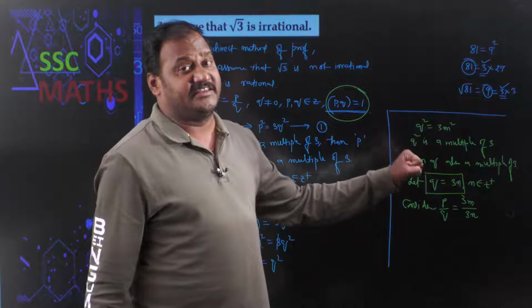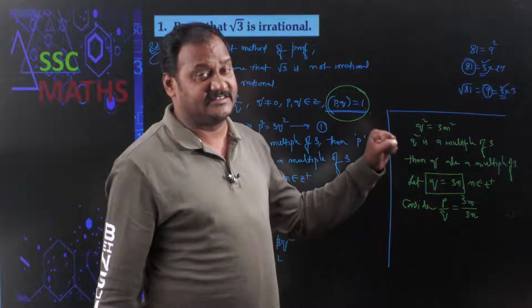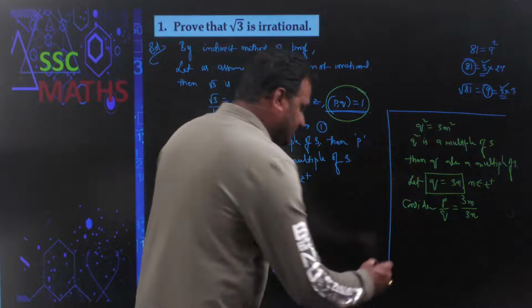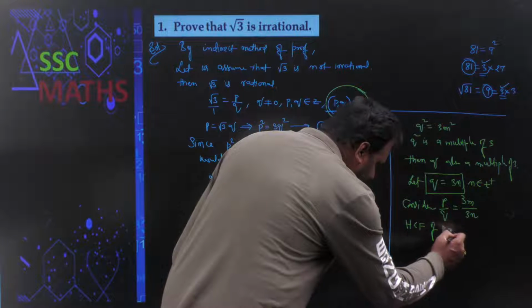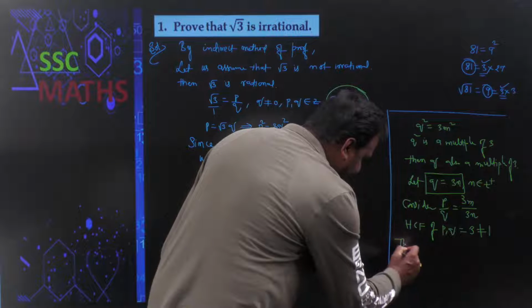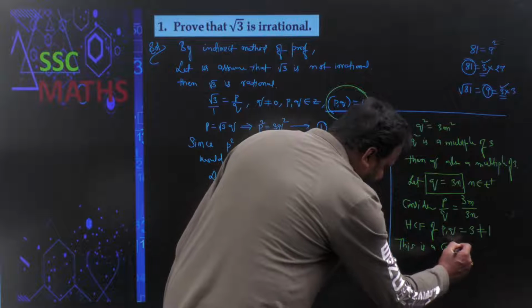This is what is called a wrong result. That is what is called a contradiction. We arrived at a contradiction. So here HCF of p comma q is equal to 3 but not equal to 1. This is a contradiction.